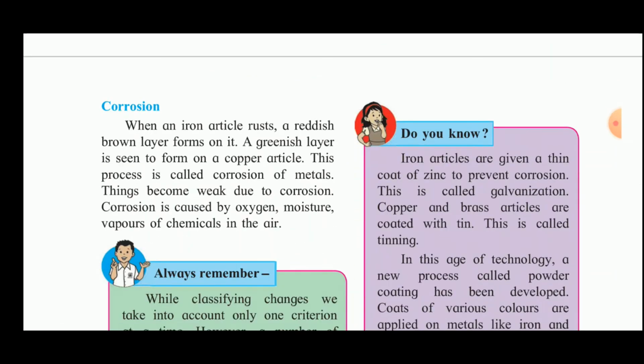Now, next we will see what we mean by corrosion. When an iron article rusts, a reddish brown layer forms on it. A greenish layer is seen to form on a copper article. This process is called the corrosion of the metal. Things become weak due to corrosion. Corrosion is caused by oxygen, moisture, and vapors of chemicals in the air.